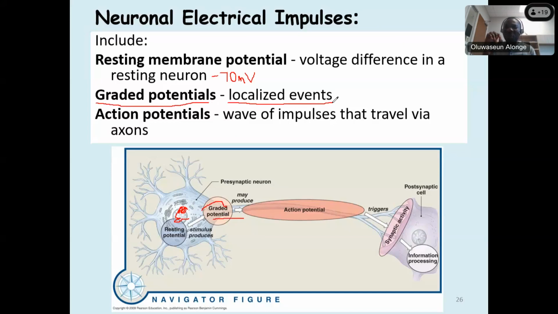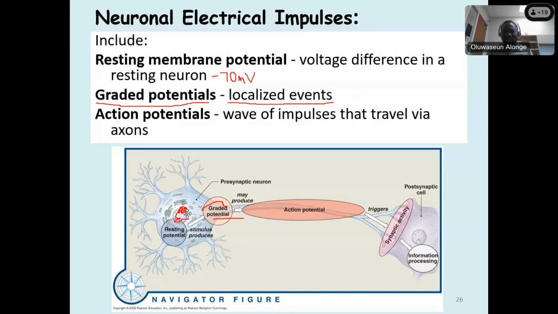Now, the word localized means it is localized to a location. So it is going to be in the axon hillock. It's not going to spread out into the axon to be transported. No, it is just going to be at a location. So that's why we say it is localized.